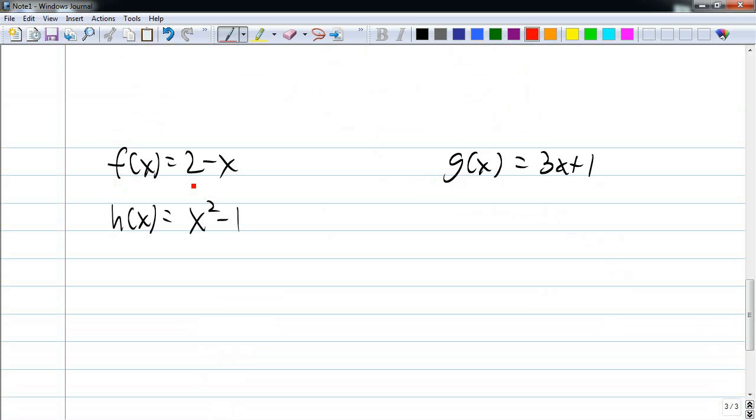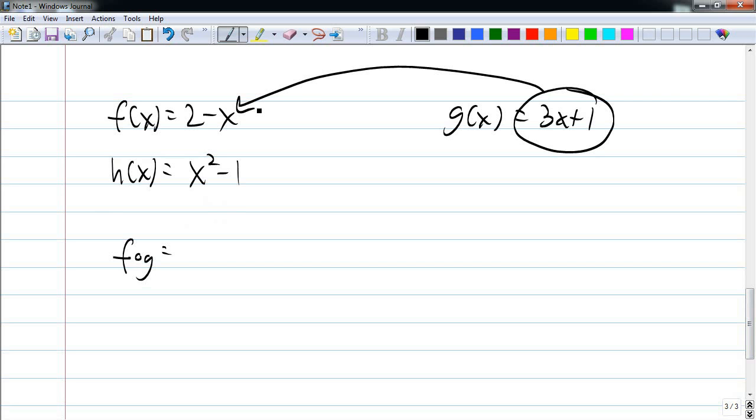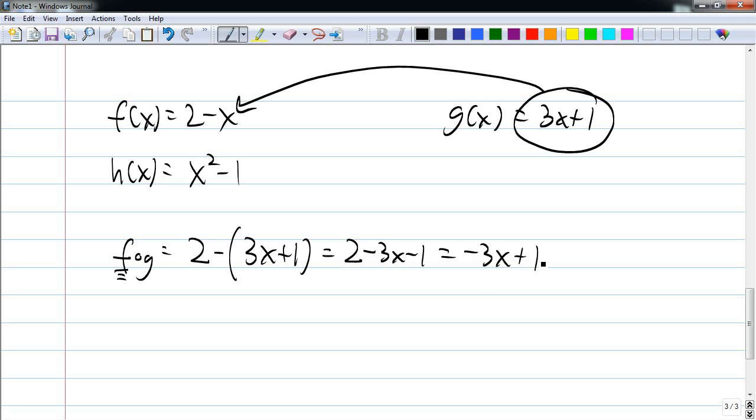So let's look at a couple of examples. f of x is 2 minus x, g of x is 3x plus 1, and h of x is x squared minus 1. So in this case, if I want to compose f with g, I'm taking g and putting it into f as x. So what I will do is write out whatever f is, 2 minus, and instead of x, I'm going to put g. And then I can simplify this out. Okay, and so this is f composed with g.